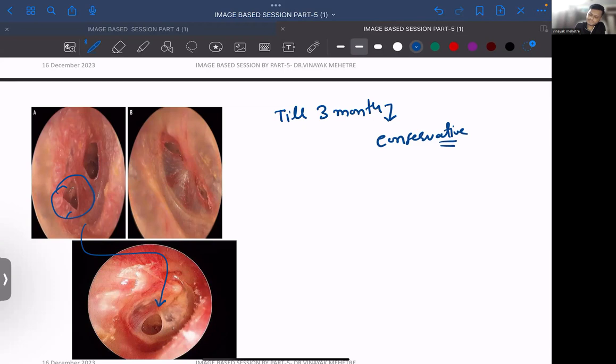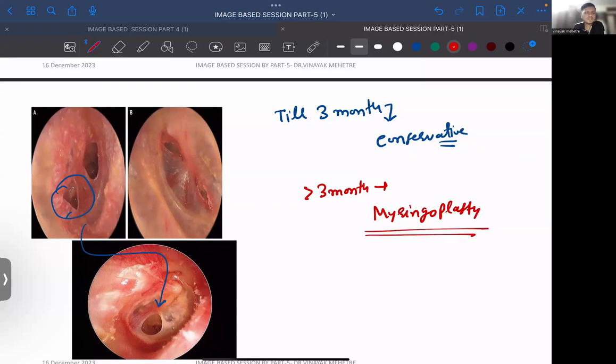But if the patient comes after 3 months, as I said, you will get confused between tympanoplasty and myringoplasty. Answer is myringoplasty. A repair of the tympanic membrane is called myringoplasty. Repair of the middle ear is called tympanoplasty. They are opposite.